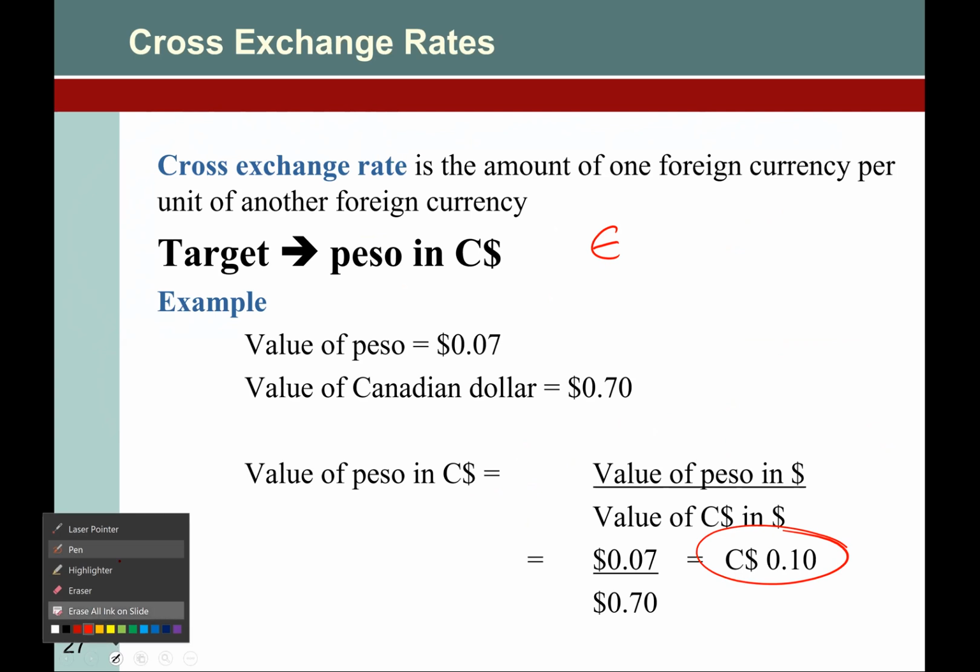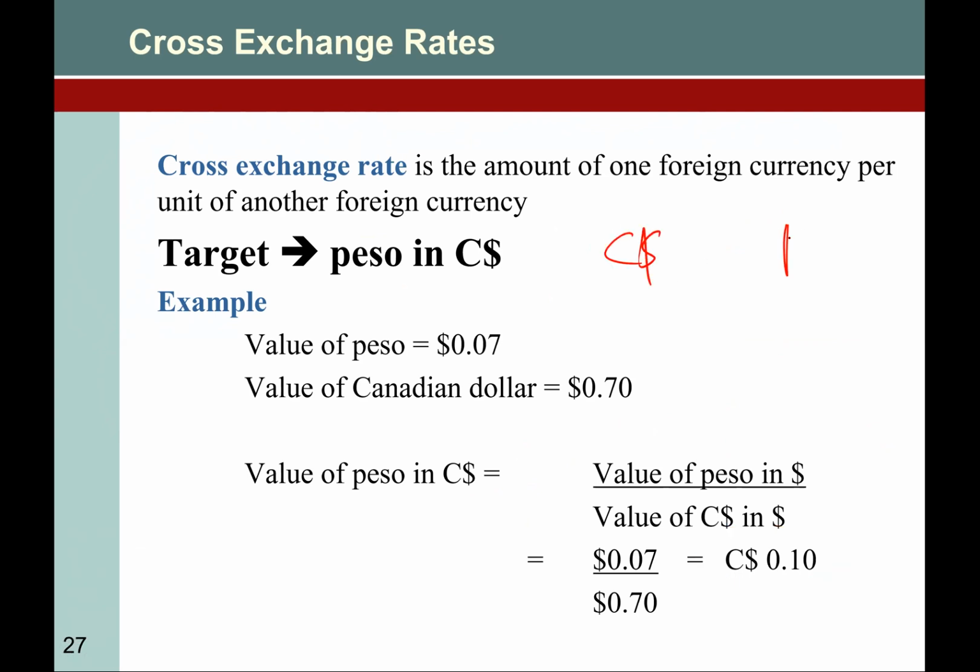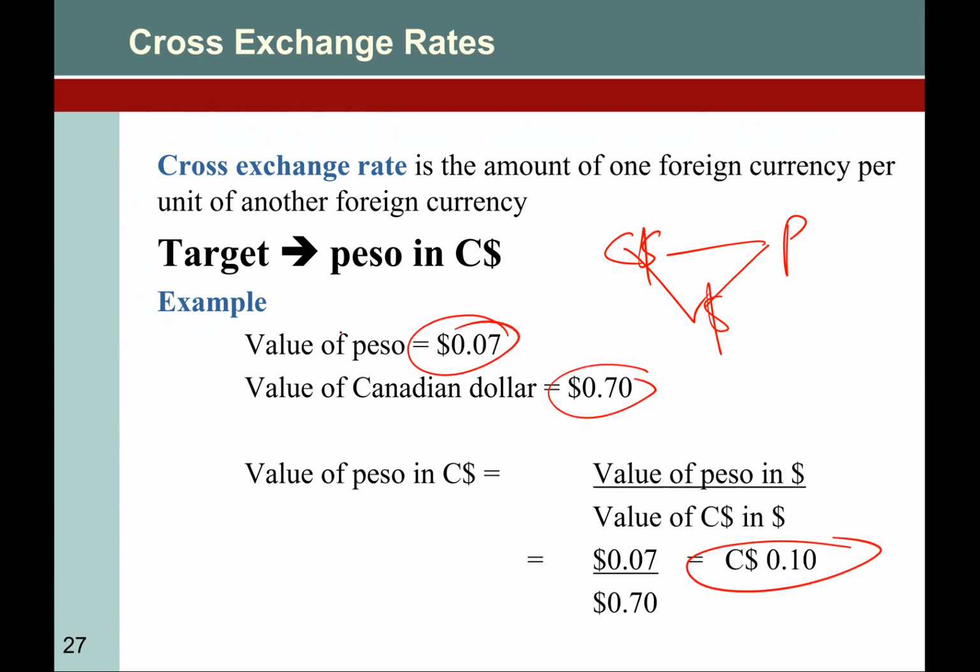So it means we are utilizing three currencies, that is Canadian dollar, peso, and dollar. And we find out through this cross rate the ungiven rate, which is not given. Given the rate is the value of peso, value of Canadian dollar, and now we have to find out the value of peso in Canadian dollar, which is 0.10 Canadian dollar. Understand?